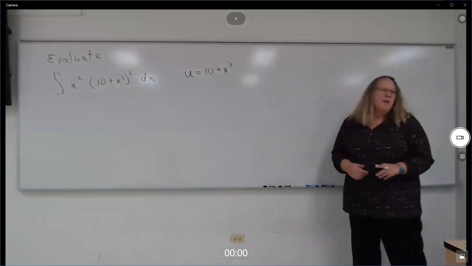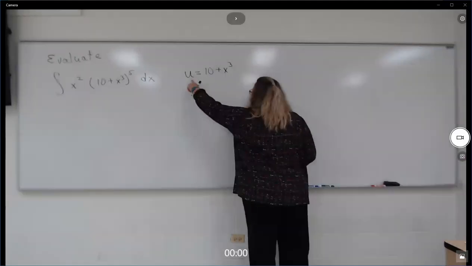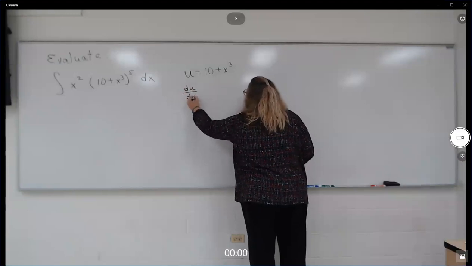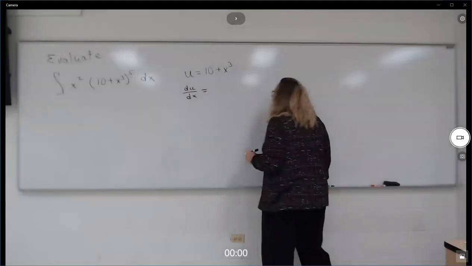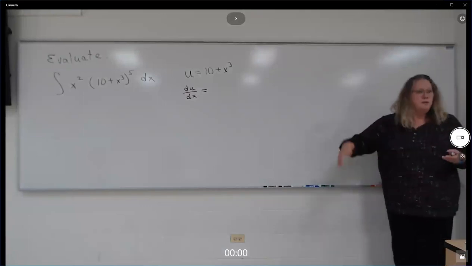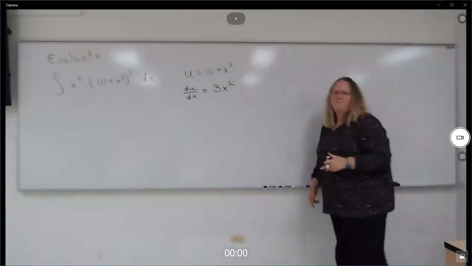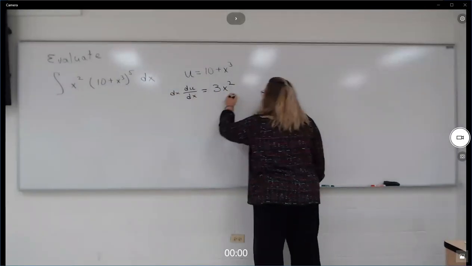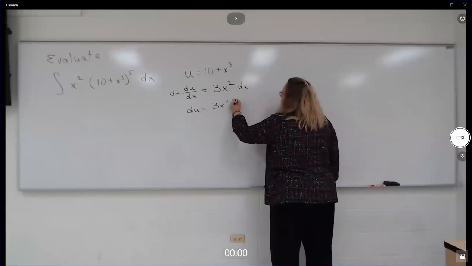And then we actually take the derivative of U, which we write as du dx. We take the derivative of this: the derivative of 10 goes to 0, and x to the third becomes 3x squared. Then we multiply both sides by dx. So now we have du equals 3x squared dx.